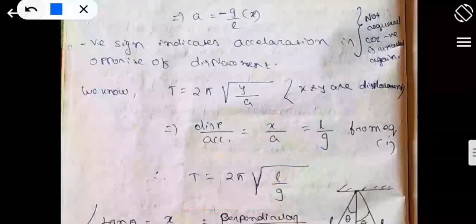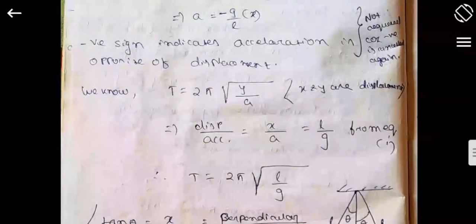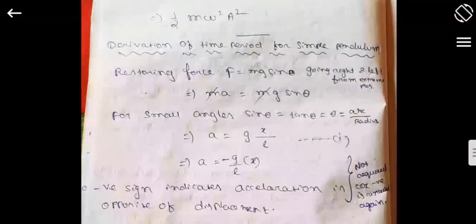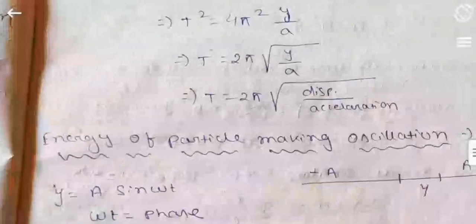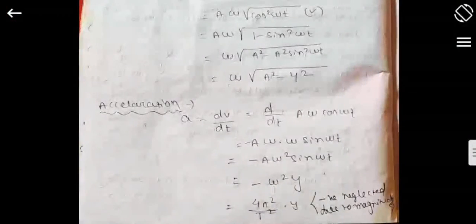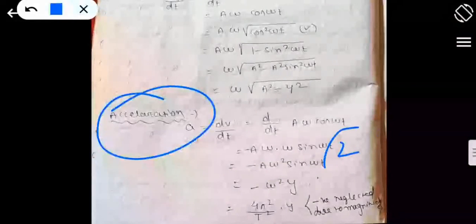Okay, so this one is the derivation of time period for a simple pendulum, and here the time period is being found out from the acceleration. For the acceleration, you will get a formula. This will be the 2-mark derivation, and for the time period, from the acceleration we are going to find out the time period.